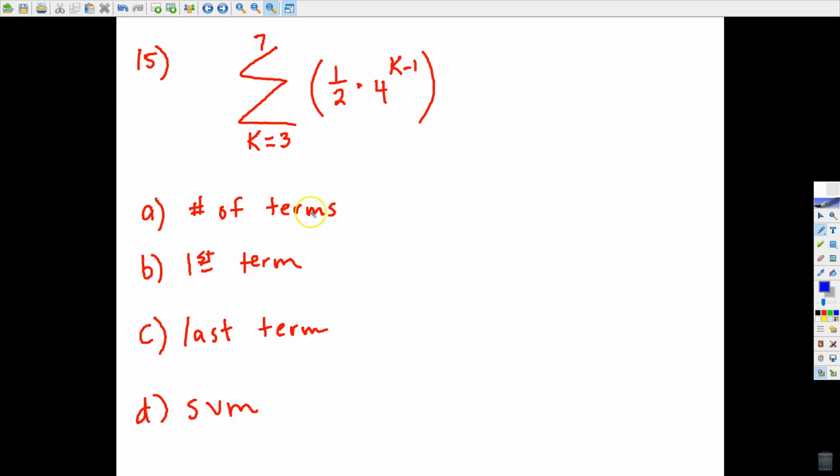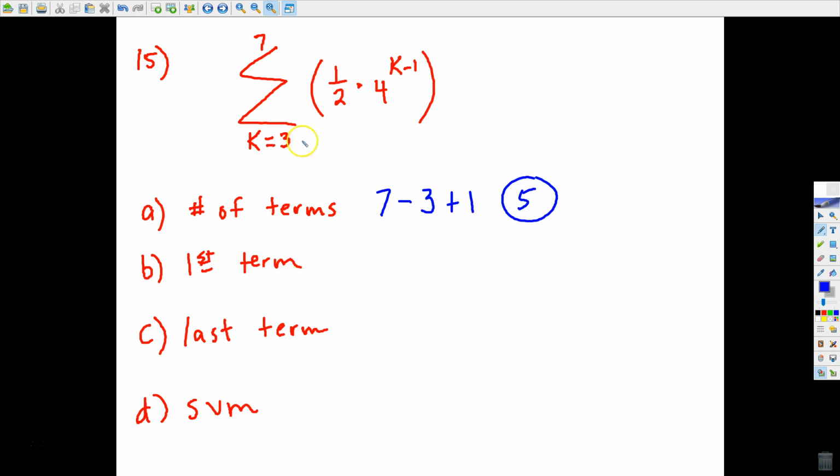Well, first of all, how many terms are there? If you want to know the number of terms from sigma notation, just take the top number of sigma, 7 in this case, subtract the bottom number, which is 3, and then always add 1. Just think about counting 3, 4, 5, 6, 7. Well, that's 5 numbers. And when the numbers get really big and you don't want to have to do a whole count, you can always do this little process. Top minus bottom, and then always add 1, and that will give you the number of terms.